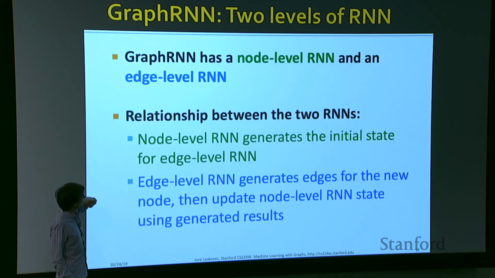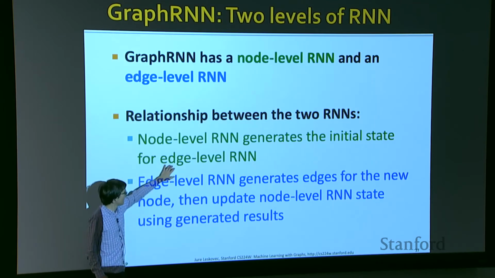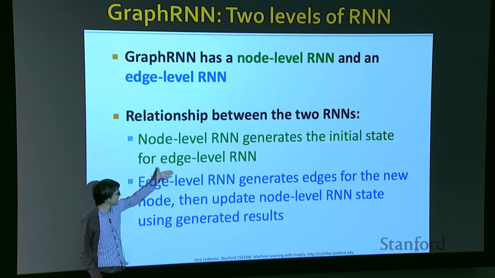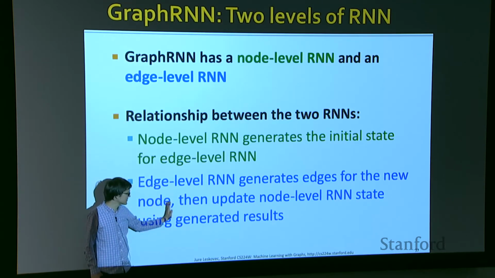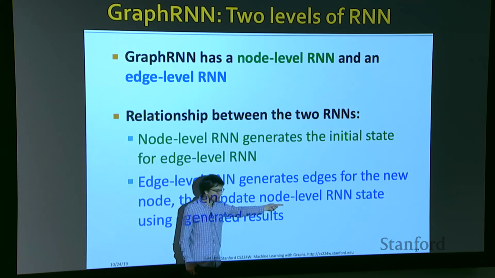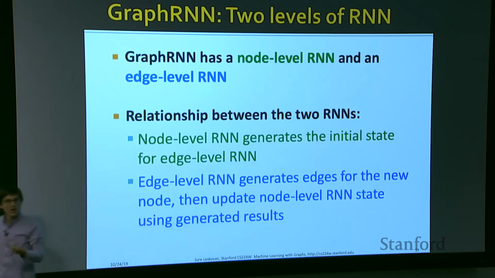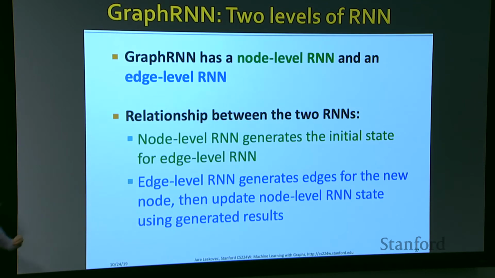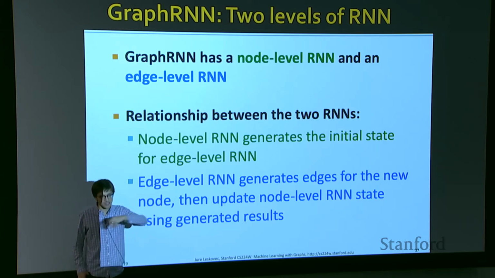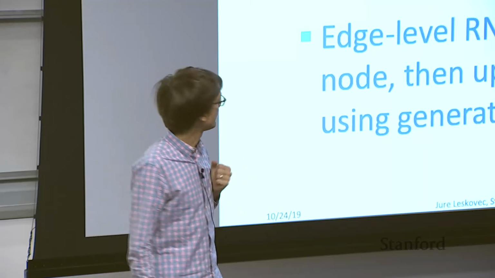And the idea will be that the node level RNN will generate the initial state of the edge level RNN, and the edge level RNN will use this initial state to generate a sequence of edges. And then after it is done, we will take the state of the edge level RNN and feed it back to the node level RNN to generate the new node, which then generates the new edges. So basically the idea is that we will always keep the state as we are moving forward, and this state will keep the memory of what we have generated so far, right?